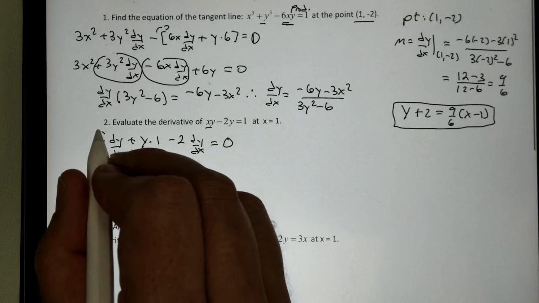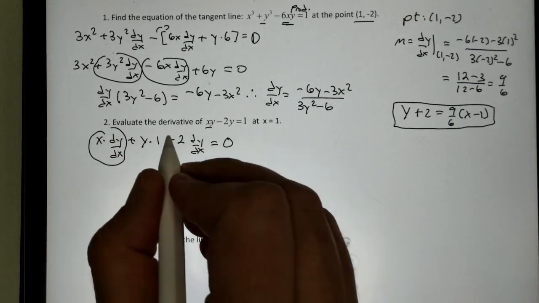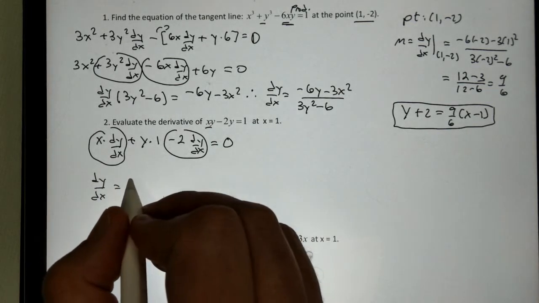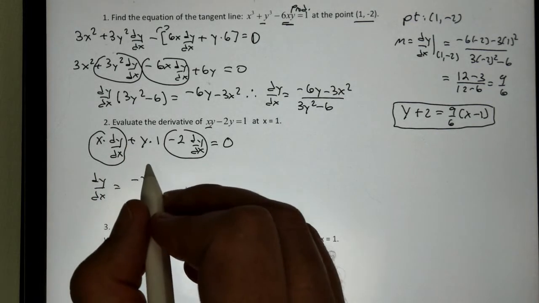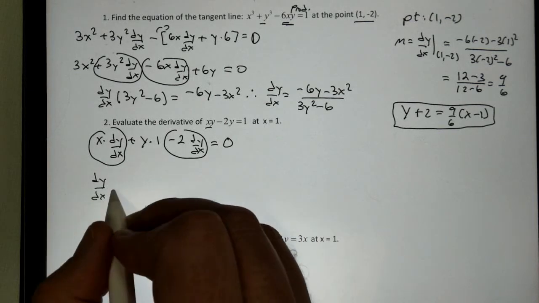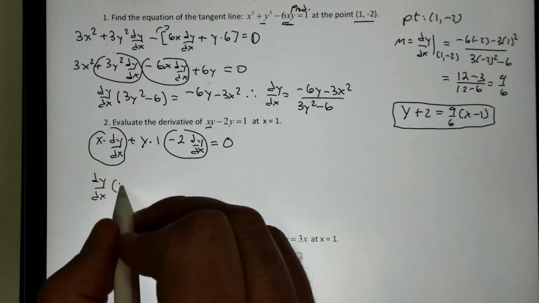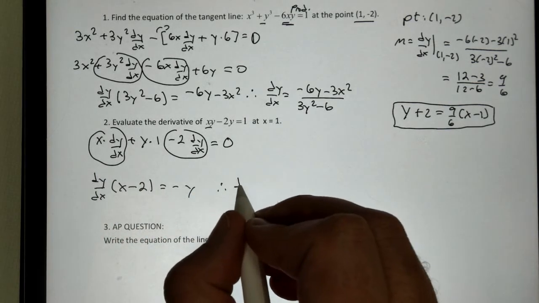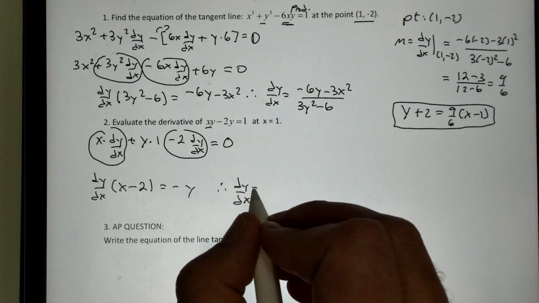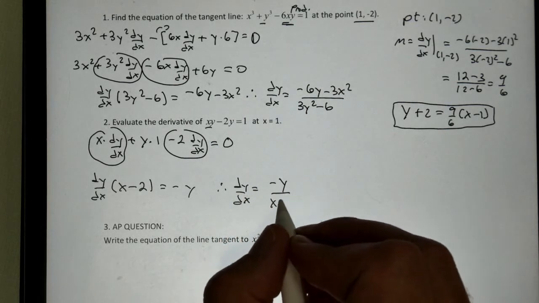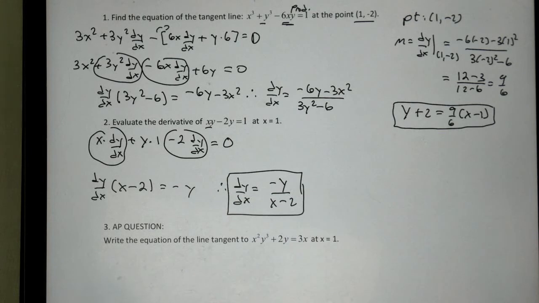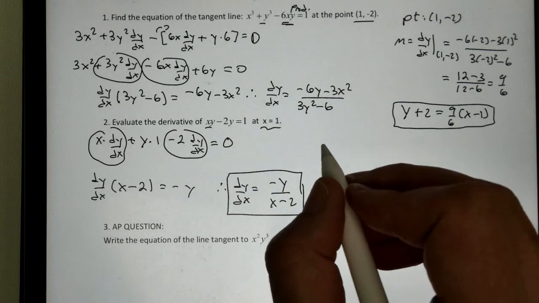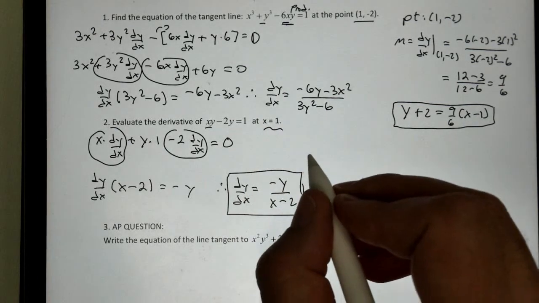Now, when I look at my dy/dx's, remember, anything with a dy/dx will stay. That's going to give us dy/dx equals negative y. Whoops, forgot to factor out here. This is going to become x minus 2 equal to negative y. Therefore, our derivative dy/dx is going to be negative y over x minus 2. Now, we have to be careful. It does tell me to evaluate my derivative at x equals 1. So notice in the equation down here, I need y.